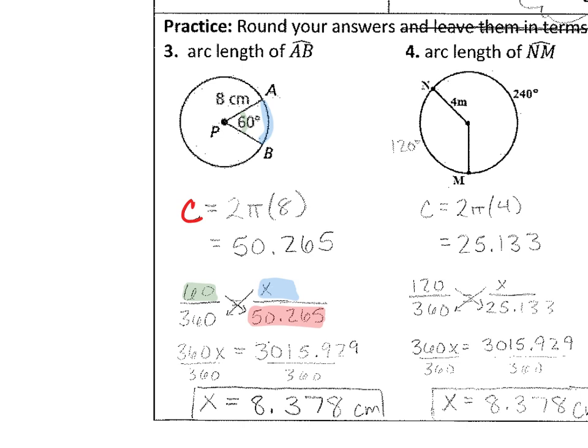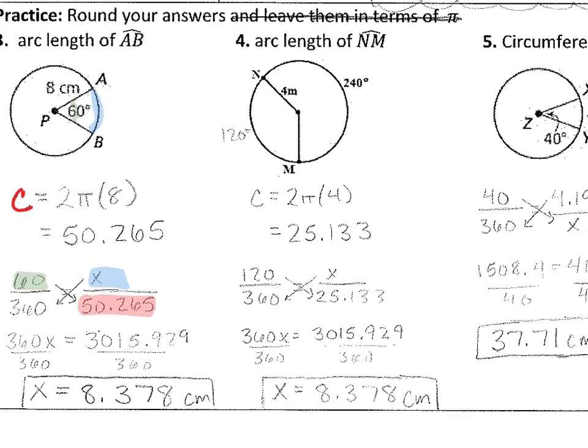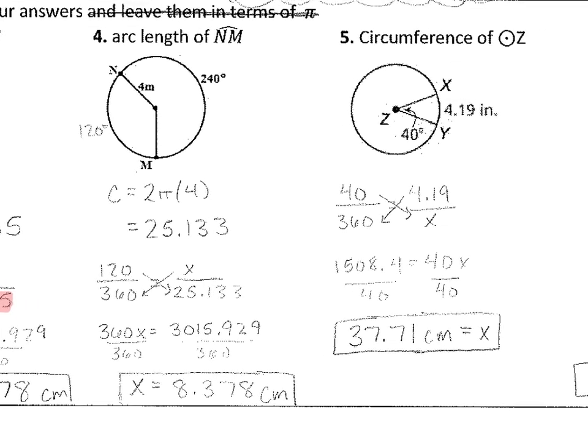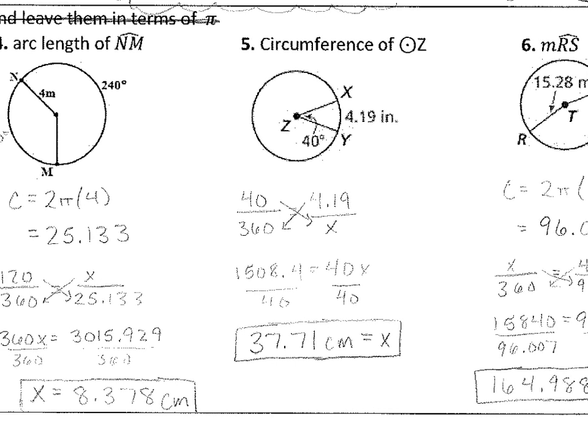Okay, number 4 is an exact example just like it. I don't even really want to spend time going over it with me. You guys have the ability to see how I'd solve that one. But number 5 we're going to focus on. For the circumference of circle Z, how come I didn't have a little part right here where I said C equal to something?